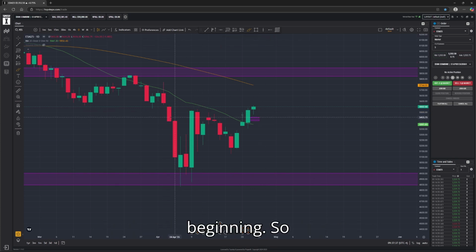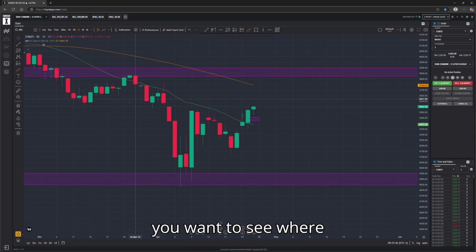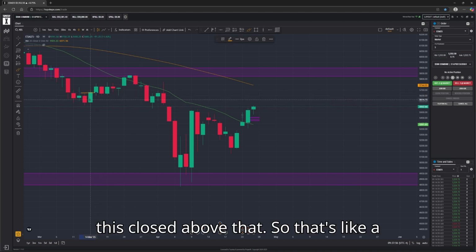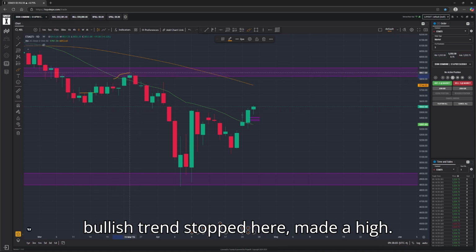Hold on. Let me start at the beginning. So yeah, you can mark these levels and look at higher, longer time frames, but you want to see where price is moving. So say we were around here, and you see here, this closed above that. So that's like a little bullish trend.